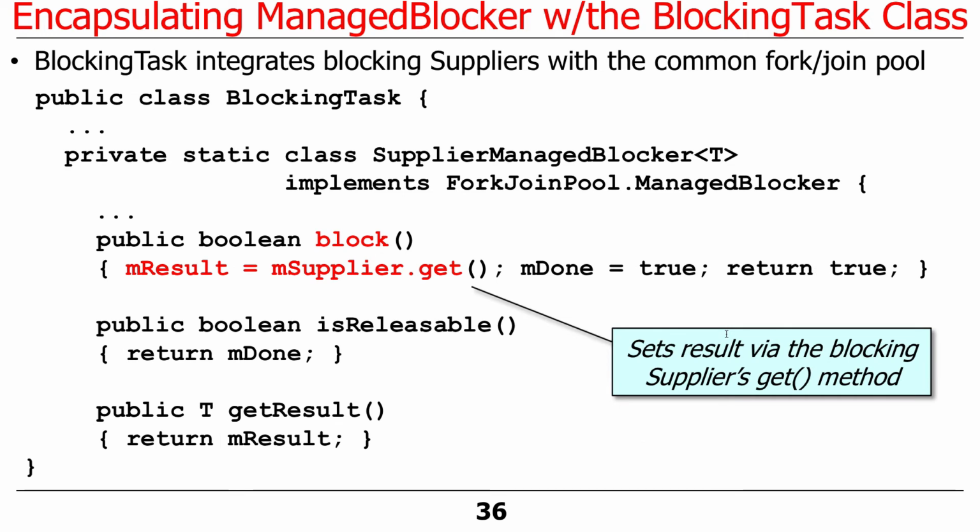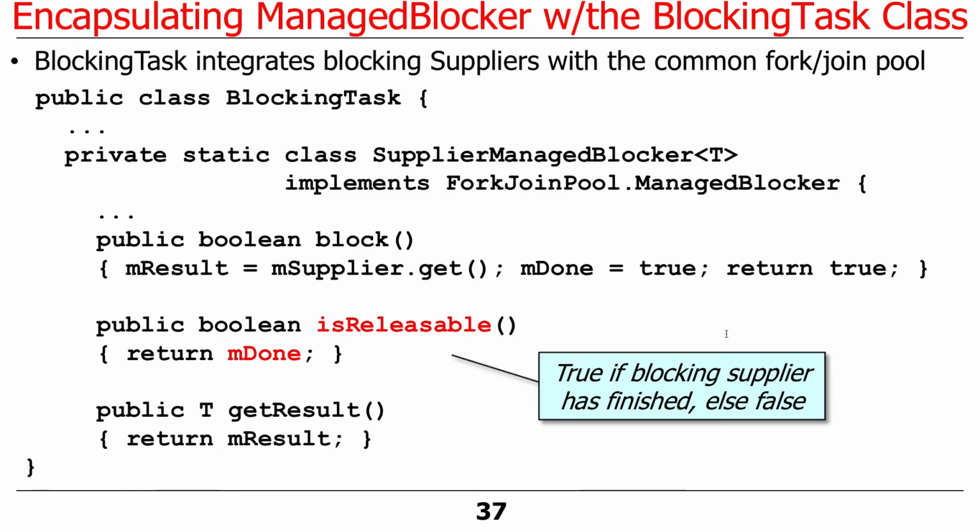Here's the block method. The block method will say, hey, supplier, get me whatever you want. And that's the cool part of this. Suppliers have a get method, if you recall. You can pass a lambda expression or a method reference in here, and so this will simply go ahead and do whatever you told it to do in the context of the ManagedBlocker mechanism that the fork join pool knows about. So this will go ahead and block, and it'll store the result.